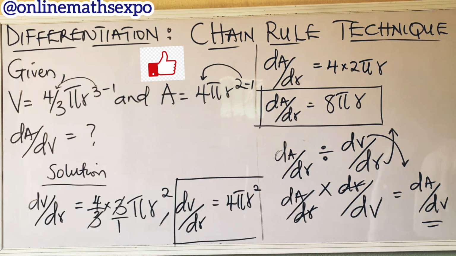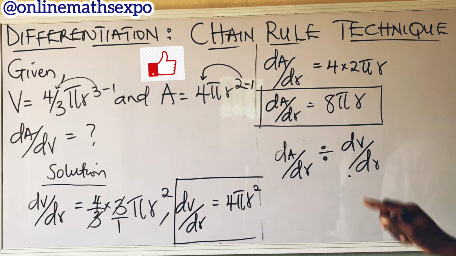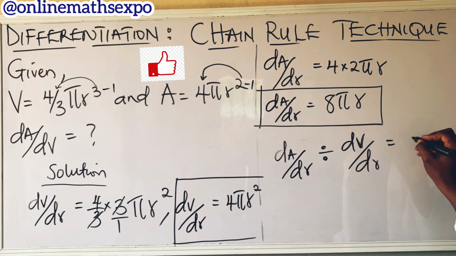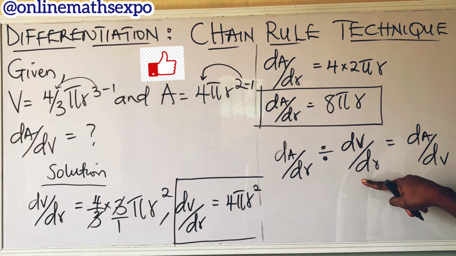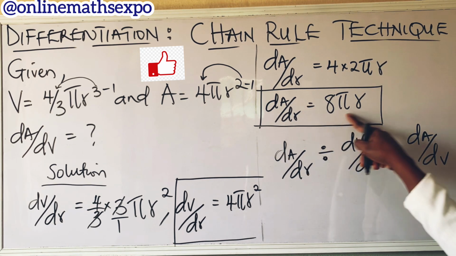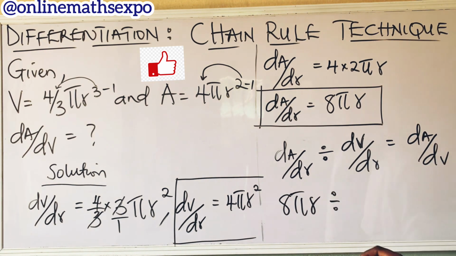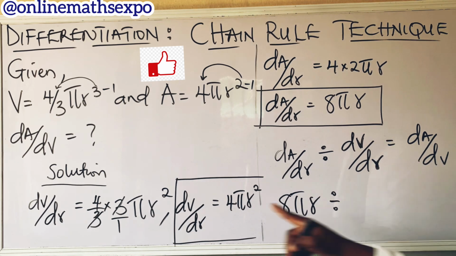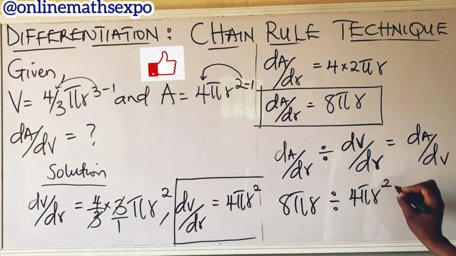So what does it mean? What we just did here is trying to tell us that if you want to find the A, the V, this is what we should do. So to do that, we are going to have the A, the R. This is giving us 8 pi R. I hope you are still there. It is divided by the V, the R. The V, the R is giving us 4 pi R squared.